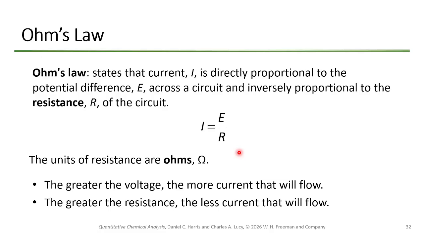By the way, you'll also see ohms show up in things like how pure is water, or how much does a bass sound. Those are actually related terms. The purer the water is, the more resistance it exhibits. And so that actually is a direct measurement of the purity of water. Pretty easy measurement to make. The greater the voltage, the more current that will flow. The greater the resistance, the less current that will flow.